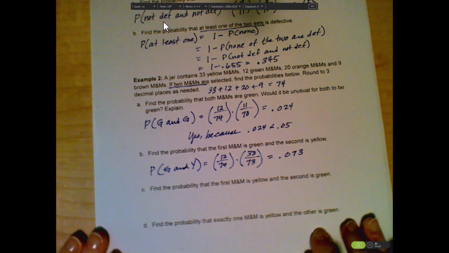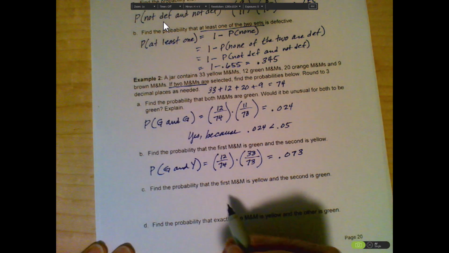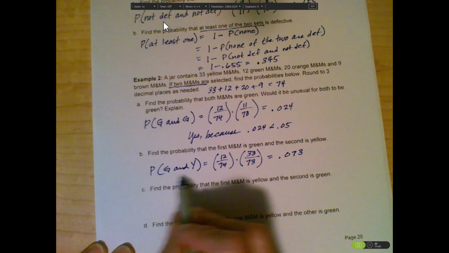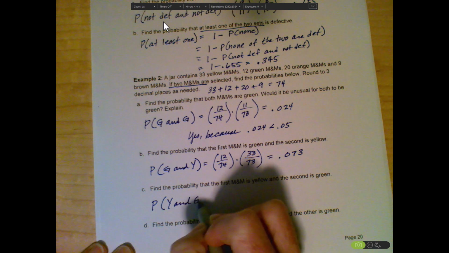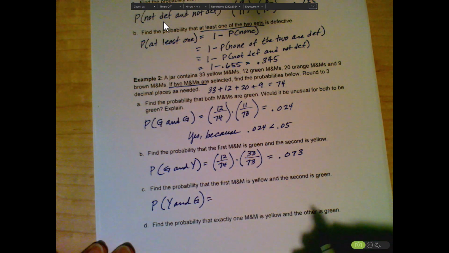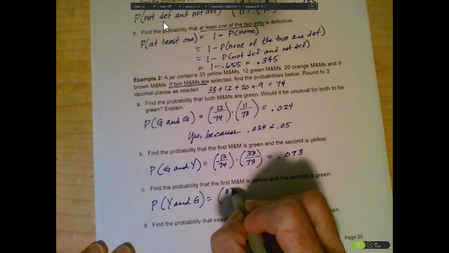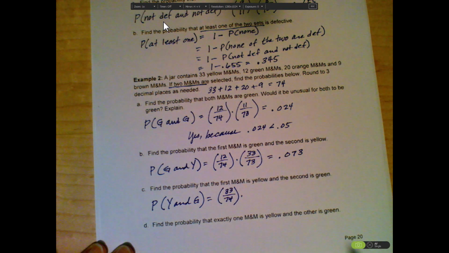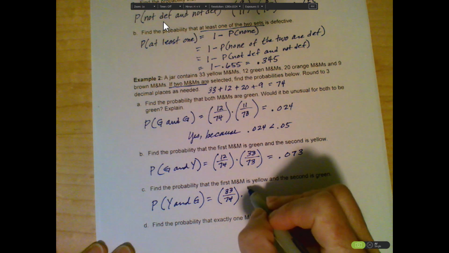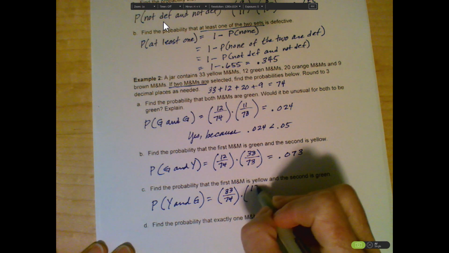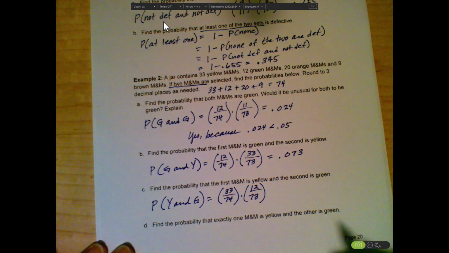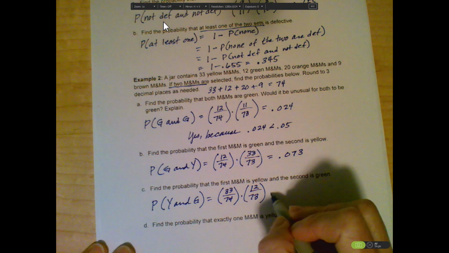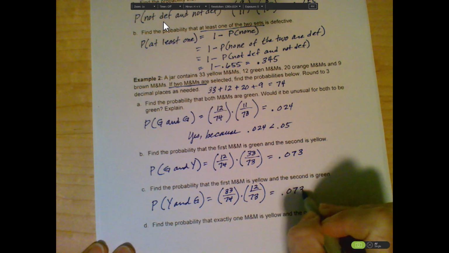All right, in C, we want to find the probability that the first M&M is yellow and the second is green. Okay, so let's change the order here. Now the first one is yellow and the second one is green. Let's see what that does. So when we reach in for a yellow, there's 33 yellows and 74 M&Ms. And then we reach in, the probability that now we draw a green, well, there's still 12 greens because we took out a yellow one. But there's only 73 M&Ms. So what do you think we get when we multiply those? Maybe you've already figured it out. We got the same answer.